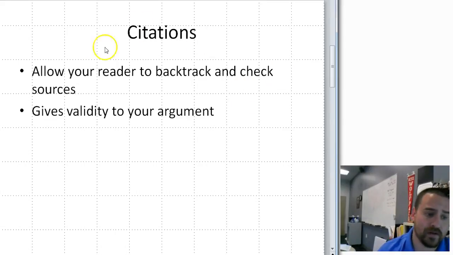And if you're doing this well, it's going to give validity to your argument. If you get the reputation that you're trustworthy and that you're backing up your sources and providing your sources, it's going to allow people to say, yep, you know what you're talking about because it's right here. You've laid out your evidence, so your argument is stronger.